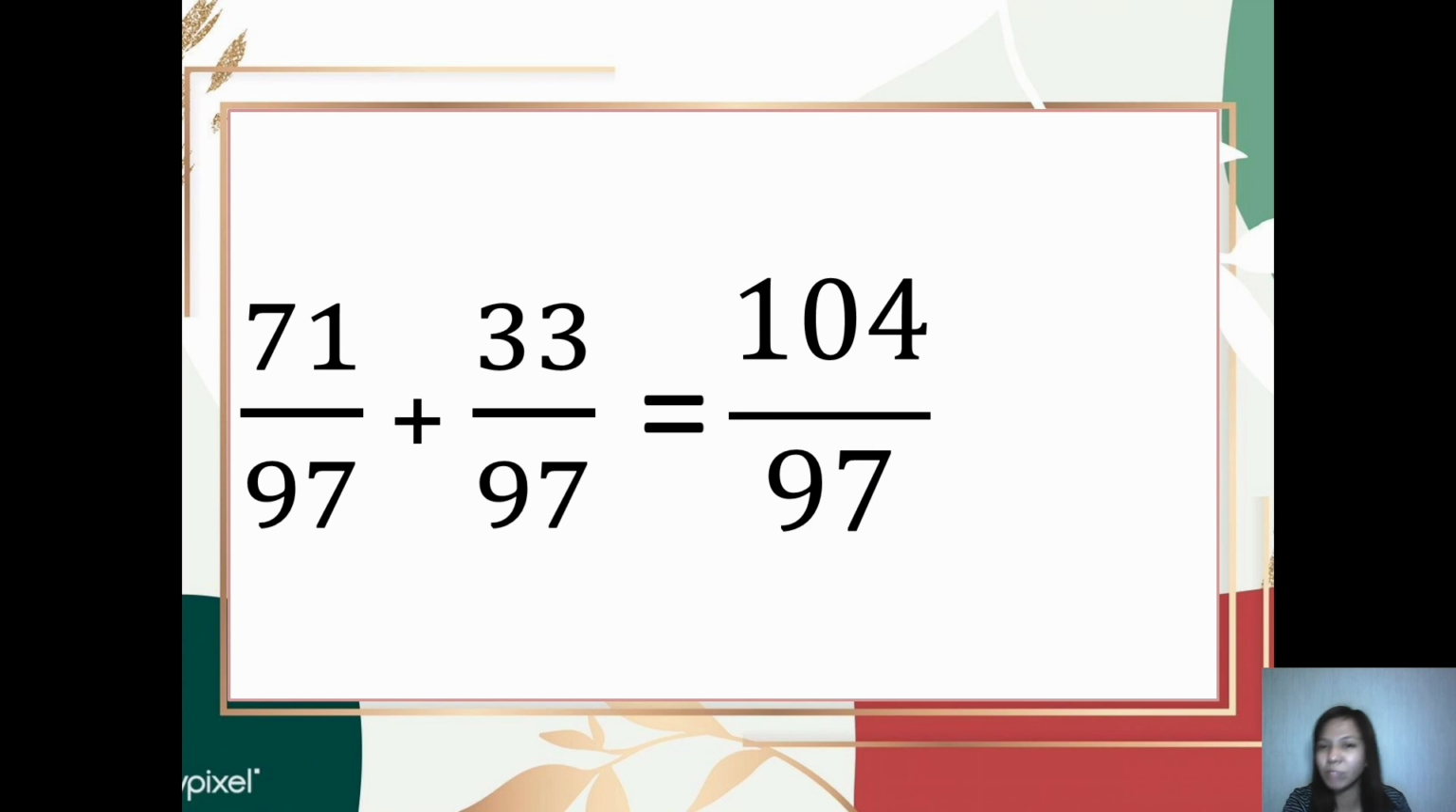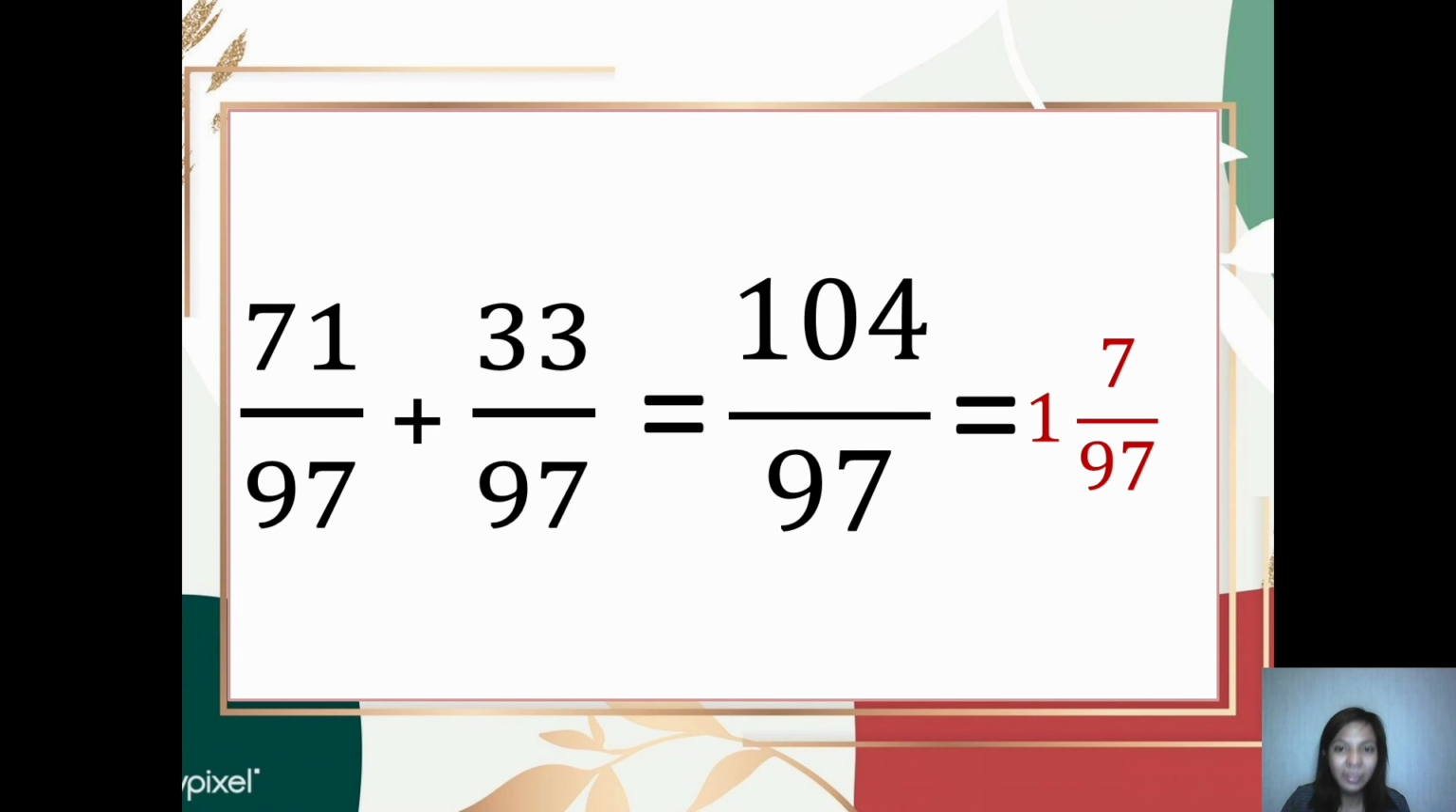Yes or no? No. Okay, because 97 actually is a prime number. But as you can see, the numerator 104 is greater than 97, right? So, we can make it into a mixed number. So, how many 97 are there in 104? Okay, only one, right? So, the answer is 1. Then, how many are left? Okay, 7. And then, copy the denominator 97.